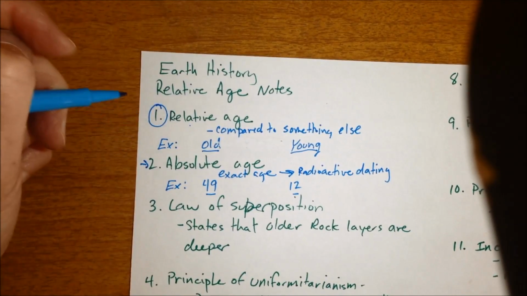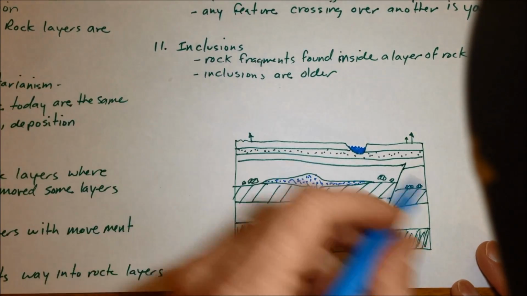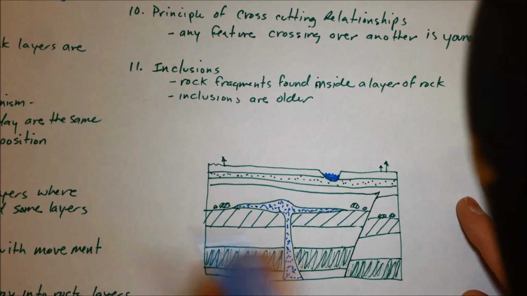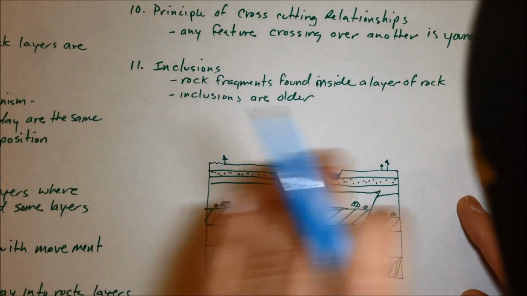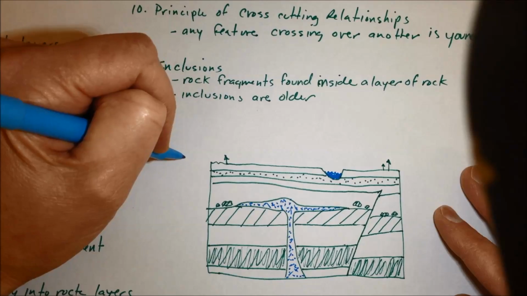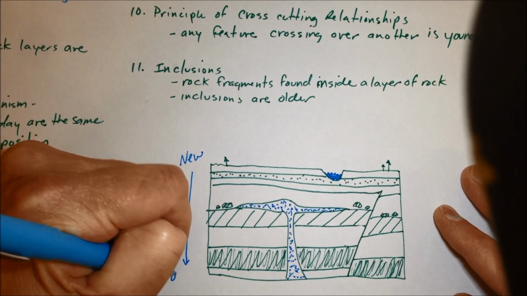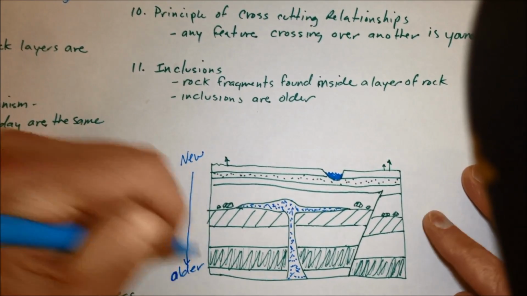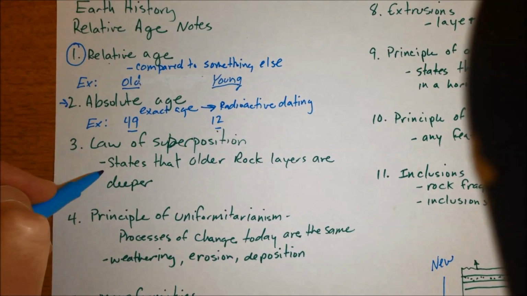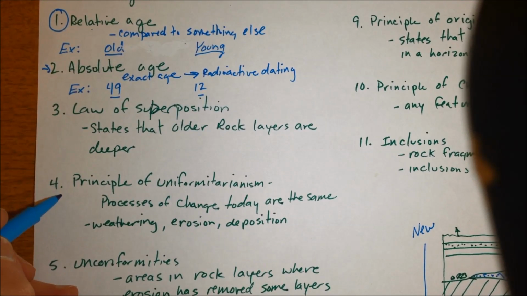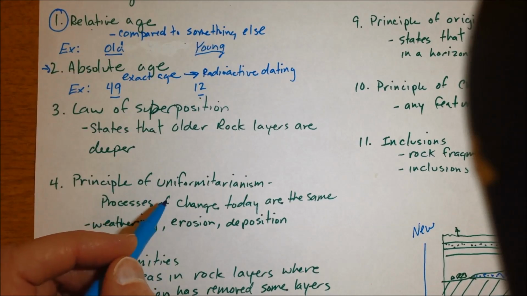So the first thing you have to understand about relative age, when you're looking at a cross-section of rock layers, is what they call the law of superposition. The law of superposition says that as layers settled down in an area over time, they start from the bottom, and layers of ocean sediment and mountain erosion get piled on top of each other. So the layers at the top of any cross-section are going to be newer than the layers at the bottom. The law of superposition states that older rock layers are deeper in a cross-section of rocks.